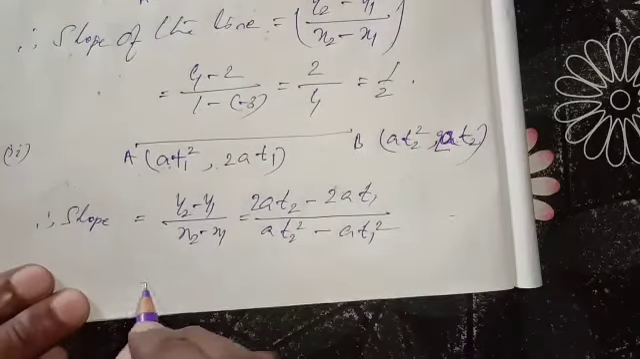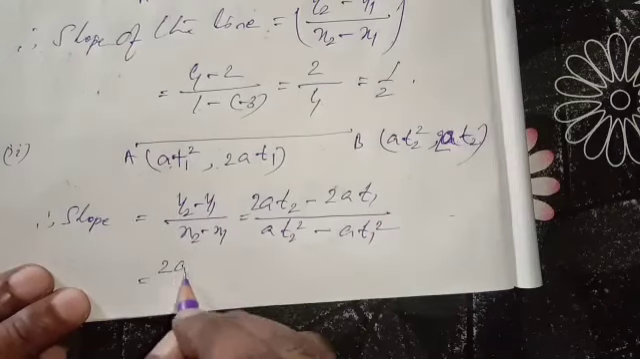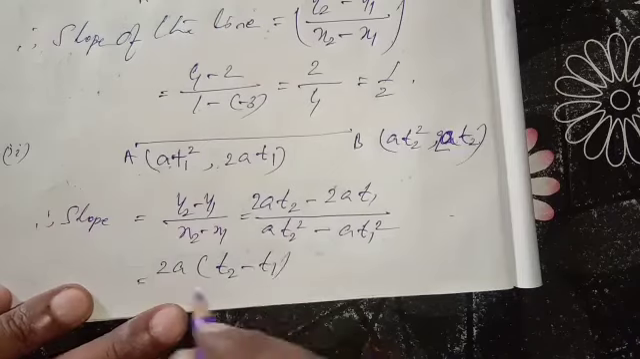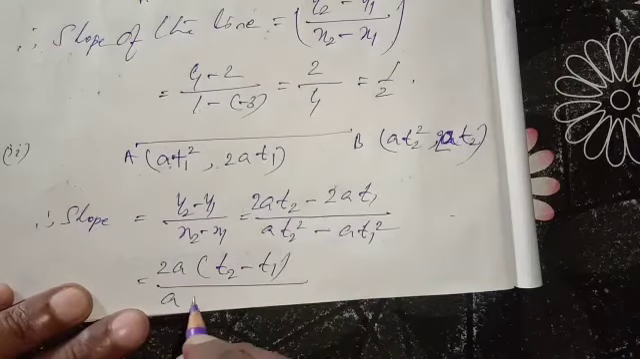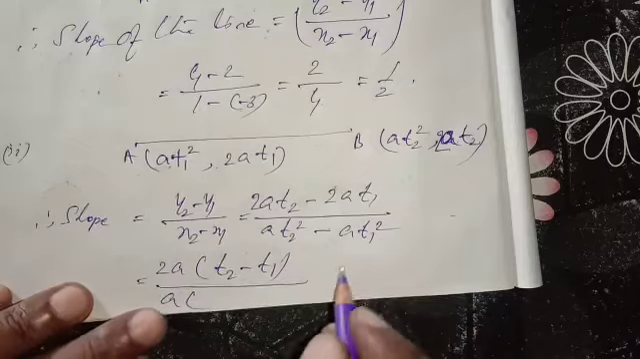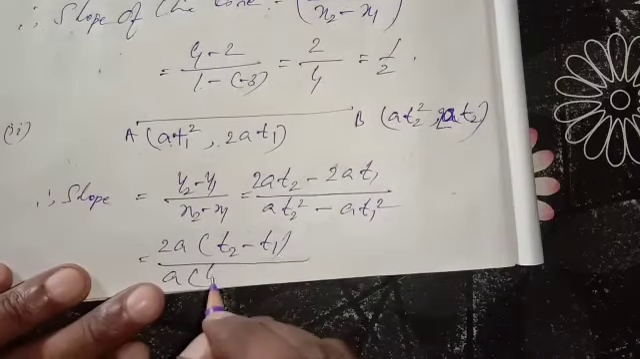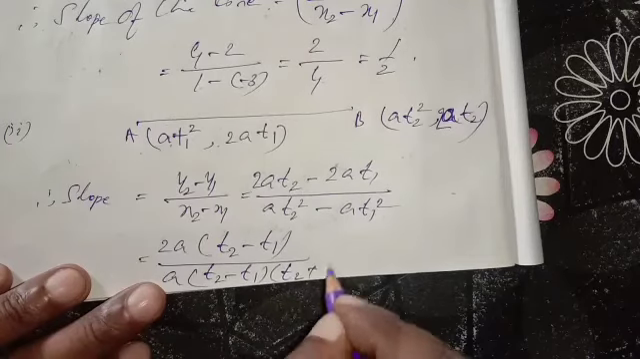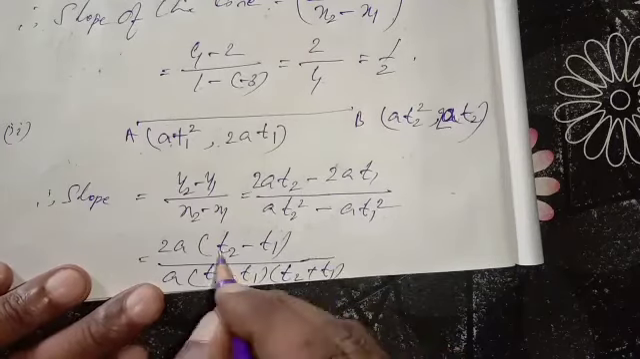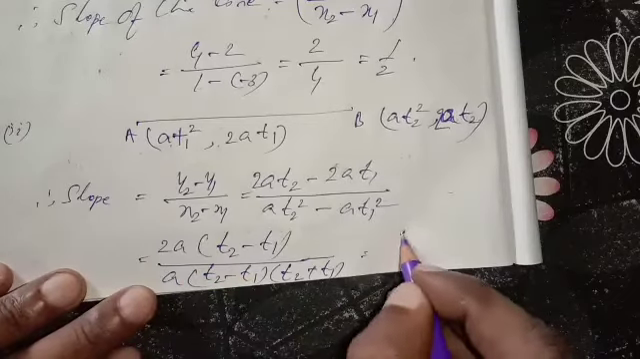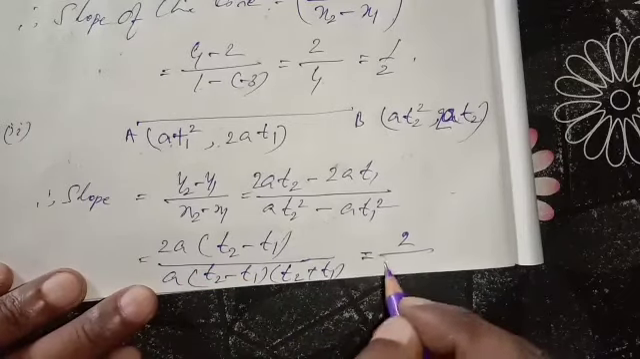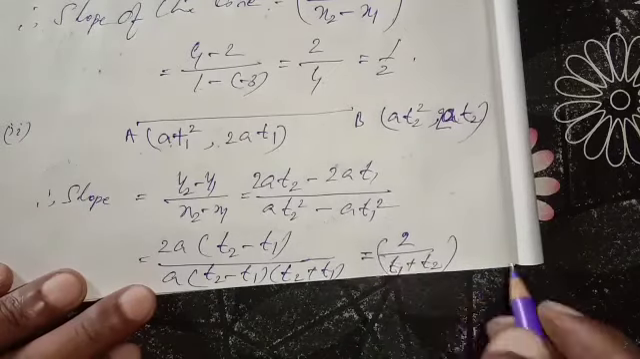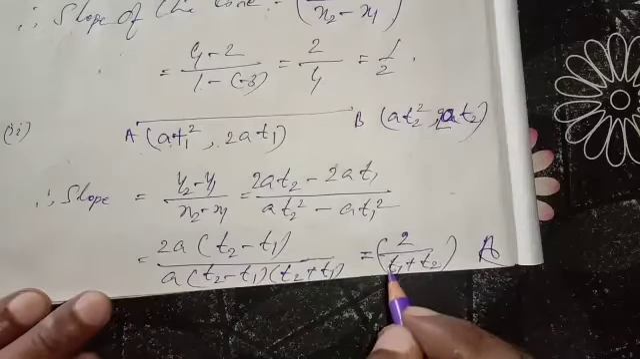After that, you can take 2a common. Taking 2a common, what is left is t2 minus t1. Here a taken common, what is left? t2 square minus t1 square. Applying the formula a square minus b square, that is t2 minus t1 into t2 plus t1. One part will be cancelled, a also cancelled, left is 2 by t1 plus t2.